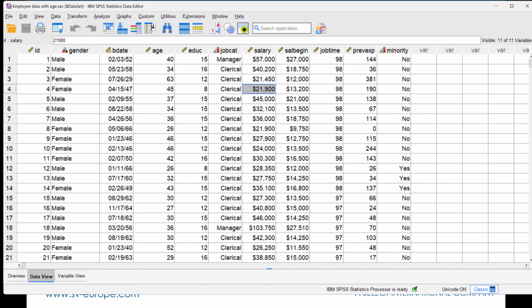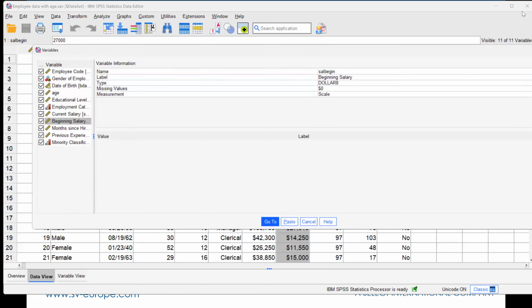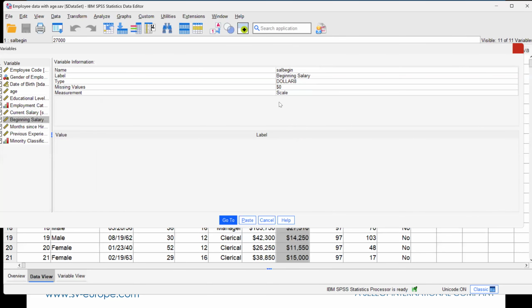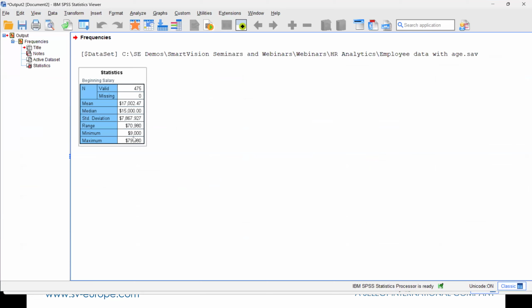in terms of this field here called sal begin, which is their beginning salary. If I just right click on that and say descriptive statistics, it'll give me a summary of that and tell me what the average is. And it says, okay, look, the minimum was $9,000, the maximum was $79,980. This was the late 70s. And the mean was $17,000, the median was $15,000.